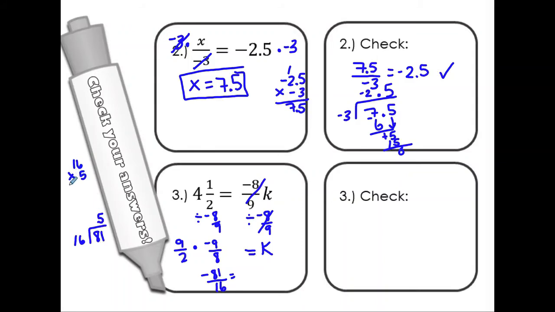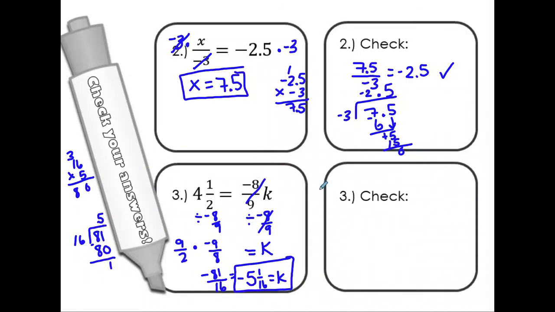16 times 5. 6 times 5 is 30. 5 times 1 is 5 plus 3 is 8. Yep, 80. Okay, so that's 80. Subtract to get 1. So that's going to be 5 and 1/16. This was negative, so my answer is negative. Negative 5 and 1/16 equals, okay, that's my final answer.